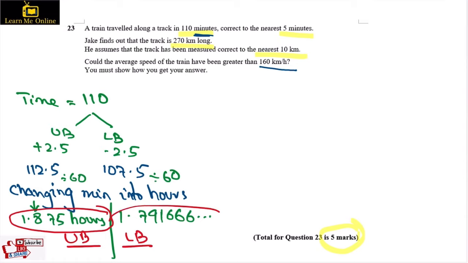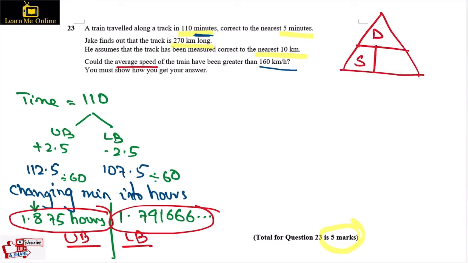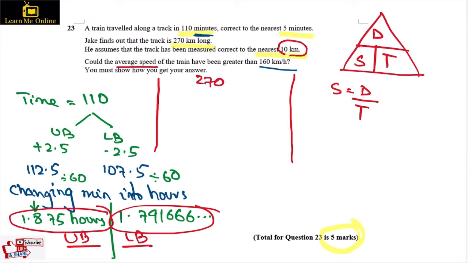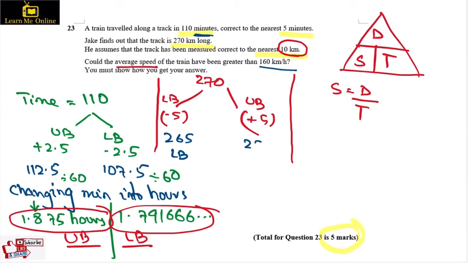Now, because we are finding the average speed, I'm going to make a triangle of the speed. Average speed equals distance over time. I'm going to use the distance to find the upper bound and the lower bound as well. We know the distance is 270, and it's correct to the nearest 10 kilometers. To get the lower bound we minus 5 from it, and to get the upper bound we do plus 5. So 270 minus 5 gives 265, which is the lower bound, and adding 5 gives 275, which is the upper bound.